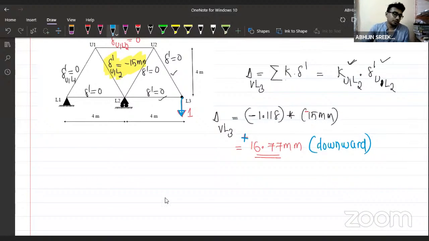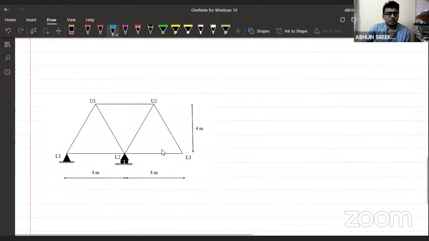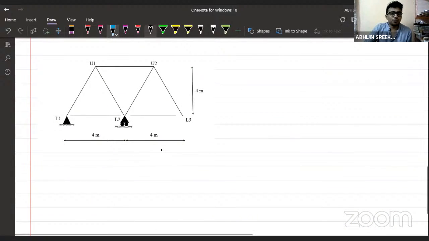Any doubts? For example, I'm considering a different scenario. There is a lack of fit of 15 mm in this member. Along with that, suppose there is a vertical load also acting here, suppose it is 75 kilonewton. And I'm asking you to calculate the vertical displacement of L3.